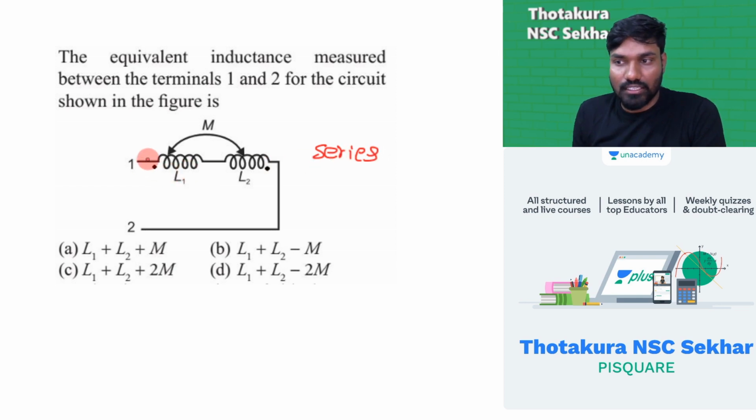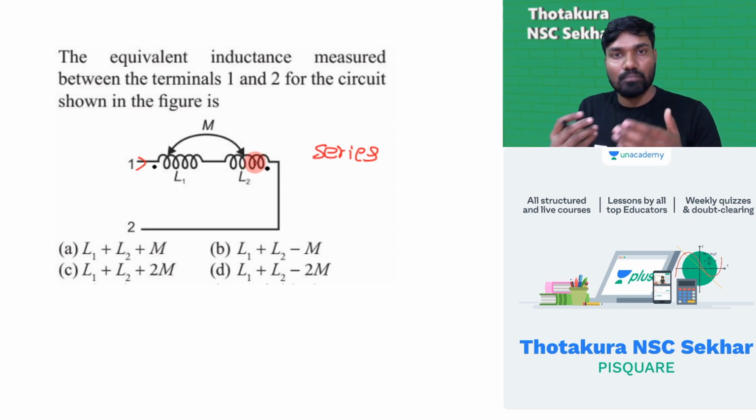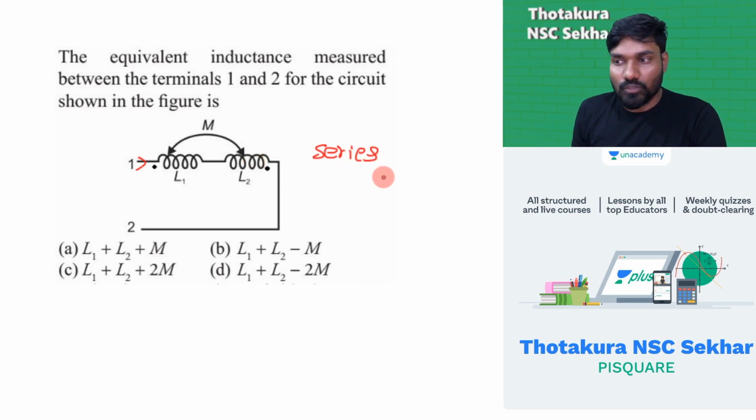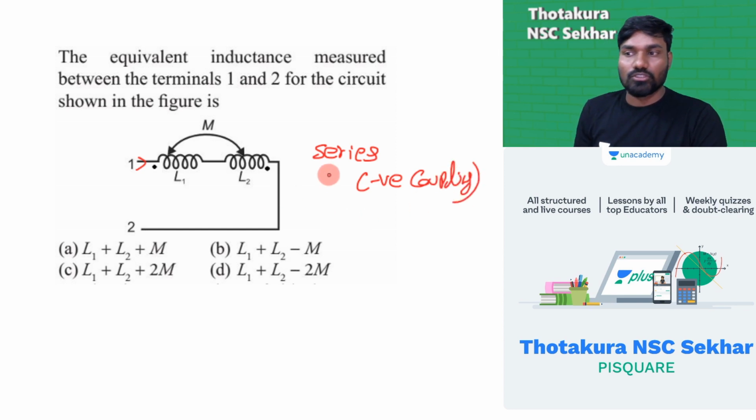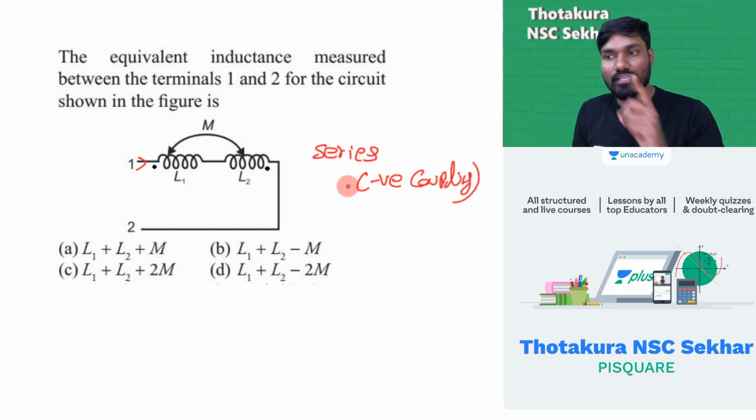Dot convention. Suppose current is entering here; I'll take some current direction. Current is entering at the dot, and here current is leaving at the dot. So both fluxes are subtractive in nature. I'll call it negative coupling. So series, but negative coupling.